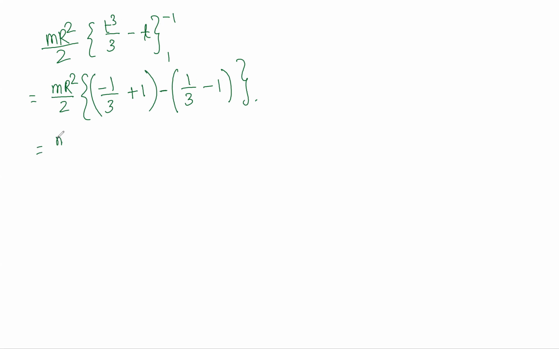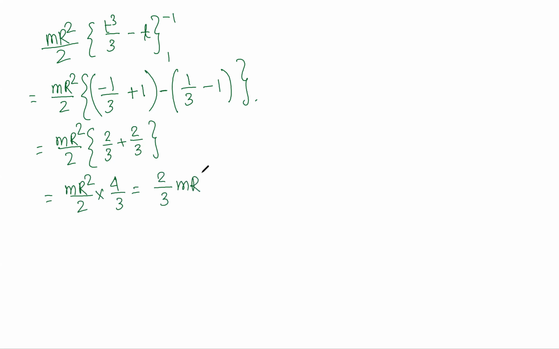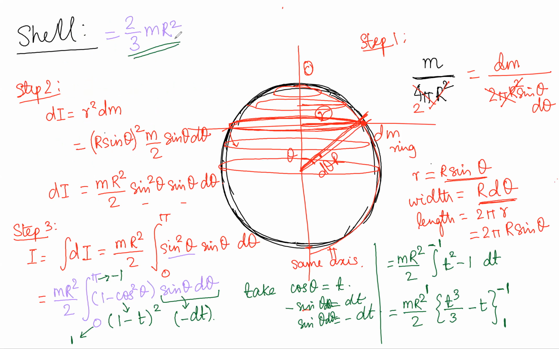So you'll get mr square divided by 2. What is 1 minus 1 by 3? 2 by 3. What is 1 by 3 minus 1? Minus 2 by 3. तो minus of minus 2 by 3 और कितना हो जाएगा, again 2 by 3 हो जाएगा. So what are you getting? You are getting mr square by 2 into 4 by 3. How much is that? 2 by 3 mr square. What did I tell you? The moment of inertia of a shell is 2 by 3 mr square.